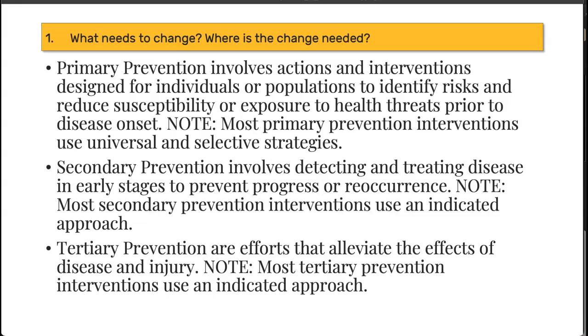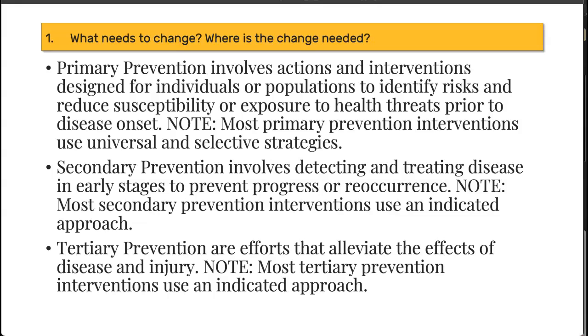Primary prevention is essentially an intervention designed for individuals or populations to identify risks or reduce susceptibility or exposure to health threats. So essentially, we're going to try to prevent exposure, to prevent the risk factors from even developing, if it's not a genetic risk factor. Secondary prevention interventions are designed to detect the disease or the problem behavior early and then prevent it from progressing further or from reoccurring.